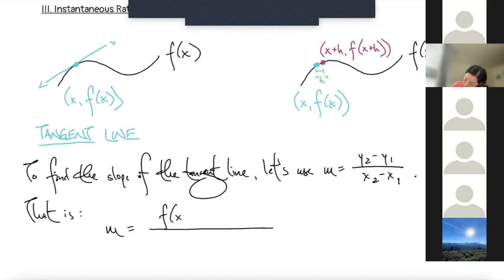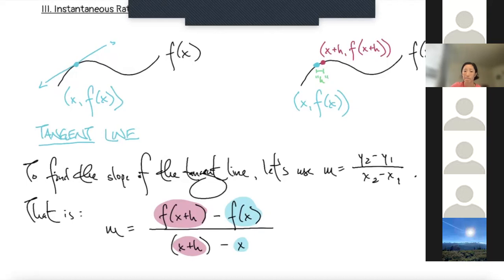f of x plus h minus f of x over x plus h minus x. Now, where did I get these? I have my first point, which is that blue point, the one that I want. And then I have this red point, which is really close to it, but it's just like plus h more. This one is like the y value that goes with it.